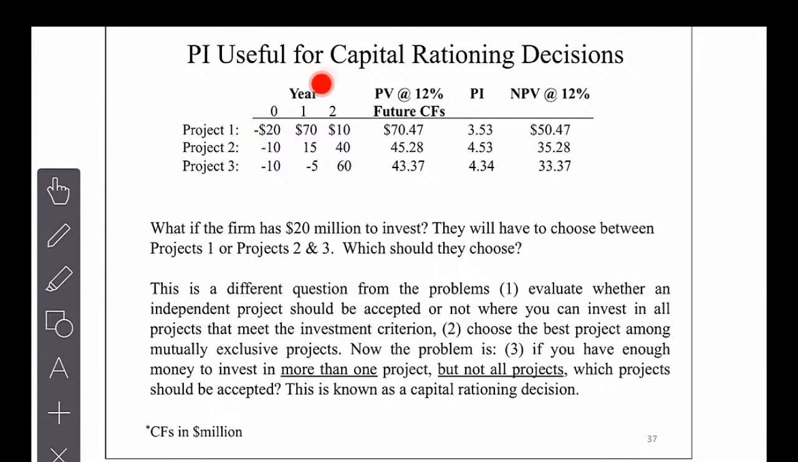And here are all the metrics. Here are all the calculations. Here's the revenues you anticipate. Here are, so here's the present value of future cash flows. I split it up. I got the NPV here, and at 12%, that's the rate. And I have the present value of future cash flows, and I computed the PI.